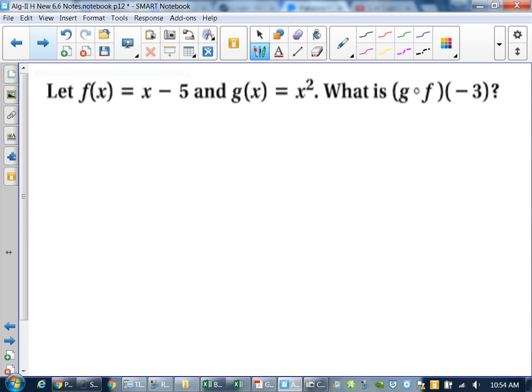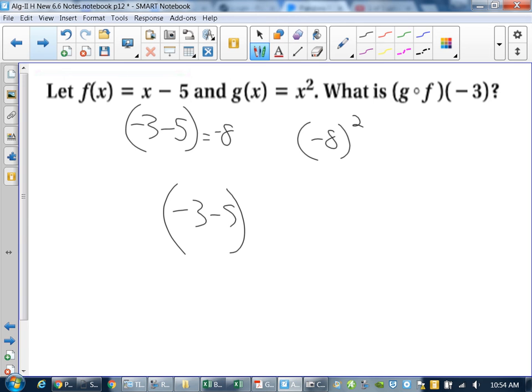so basically what we have here is g of f of negative 3. Again, this just means take negative 3 and substitute into which equation first? Get an answer and substitute it where? That's it. You can do it one of two ways. Take the negative 3, substitute in, you get negative 8. Take negative 8, substitute in. Or substitute the whole thing: negative 3 minus 5, there's your f equation. Then surround it with the g equation. You're going to get the same answer.